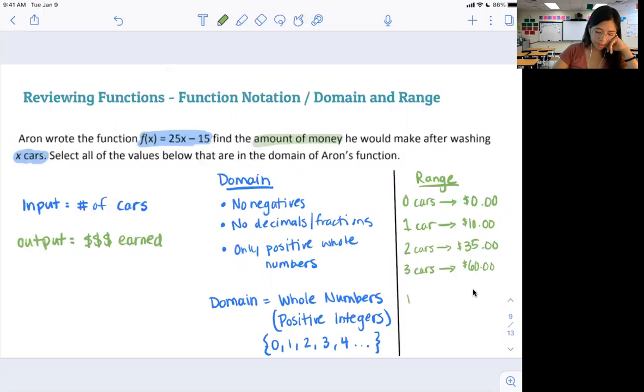So the range would be 0, 10, 35, 60, ... Because the range is not going to be all positive numbers. It depends on how many cars you wash. So it follows a very specific pattern, because how many cars you wash is going to tell you how much money you earn.